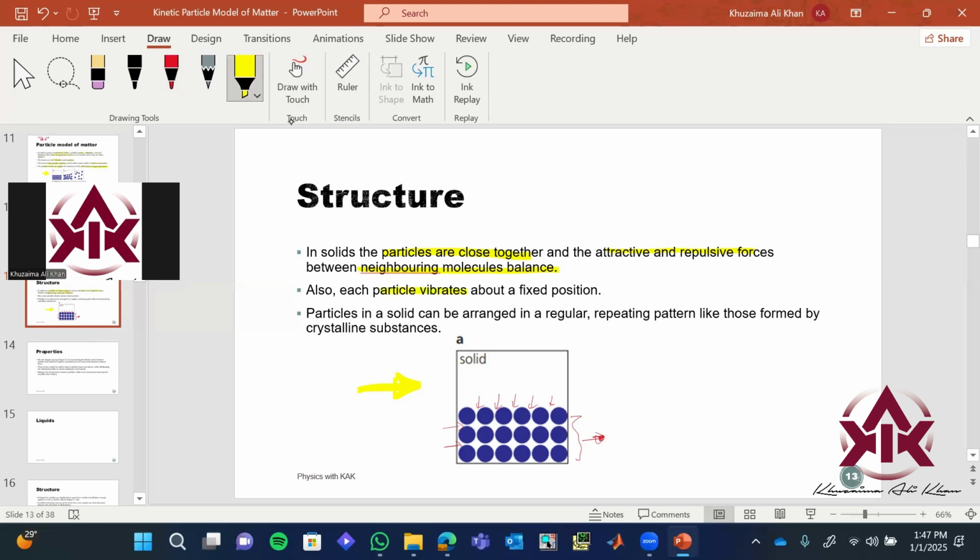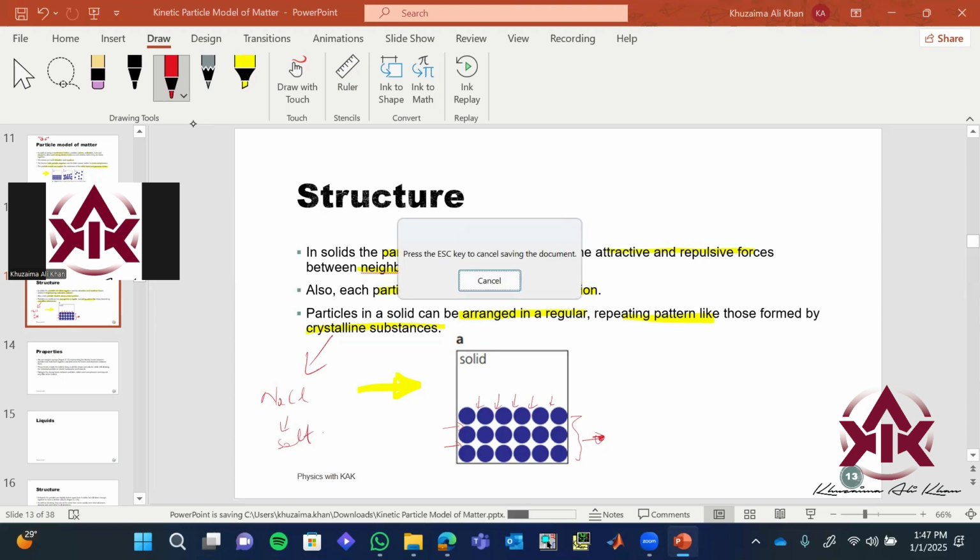Again, each particle vibrates about a fixed position. So the particles are vibrating while remaining in their fixed positions, right? They are arranged in a regular repeating pattern like those formed by crystalline substances, right? So which crystalline substances do we have? You might have studied this in chemistry. I don't want to go into this detail, right? It's sodium chloride, right? It's salt. This salt is a crystalline substance, right? It has repeating units of cubes. If you zoom into the salt particle, you would observe a cube structure which is repeating, right? So it is a crystalline substance.